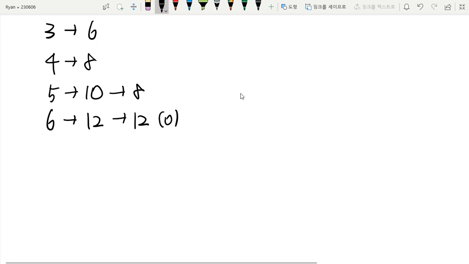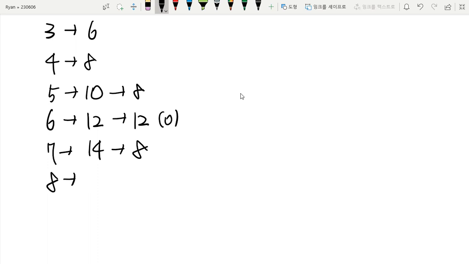And let's say the number of factors is 7. 7 times 2 is 14. And how many factors does 14 have? 4. So 4 times 2 is 8, and it ends up with 8. So this one is dismissed. And if the number of factors is 8, 8 times 2 is 16. How many factors does number 16 have? 5. So 5 times 2 is 10, but the problem is when it comes to 10, it ends up with 8. So not what you want.